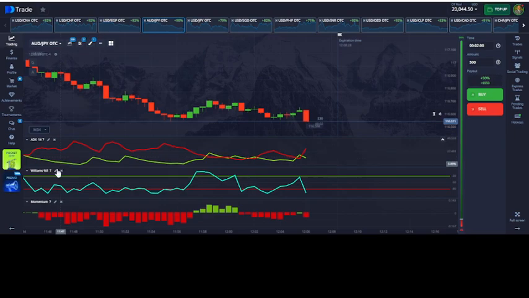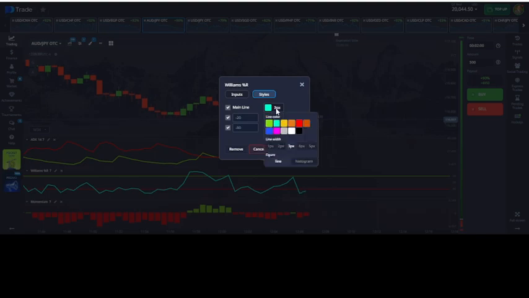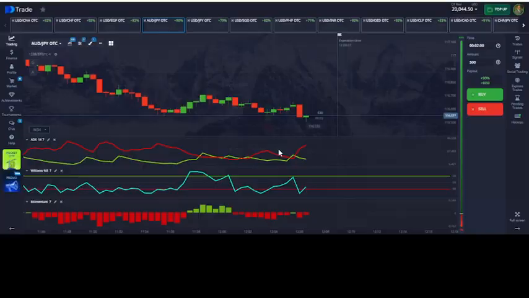For the Williams percent R indicator, I've set the period to 7. And in the style settings, I've increased the line width of all the colors to 3 pixels each here. You can go in and change the pixel settings here like so, but I've set them all to 3 pixels here, for the minus 20 green, and for the minus 80 red, 3 pixels line width. So we go ahead and save that.